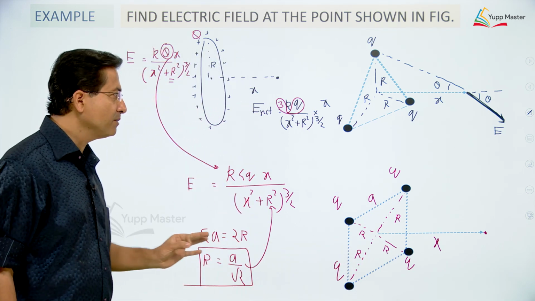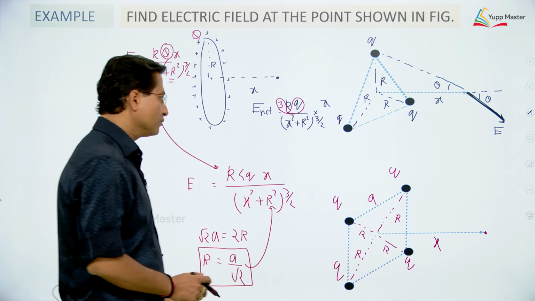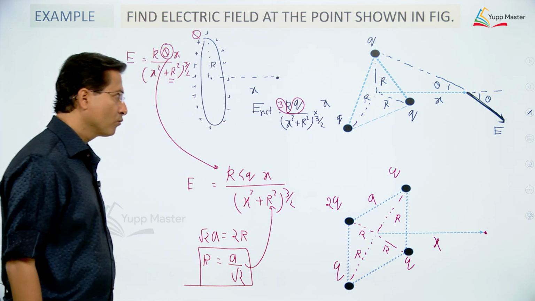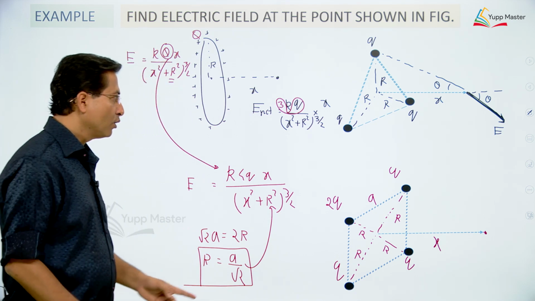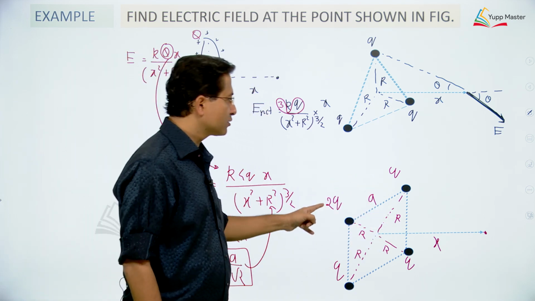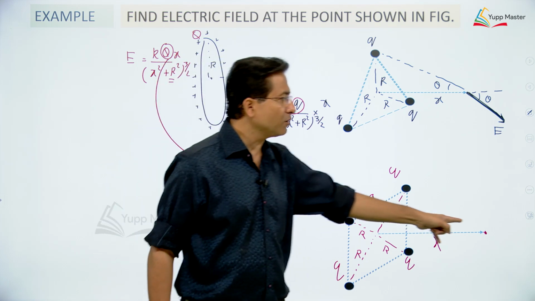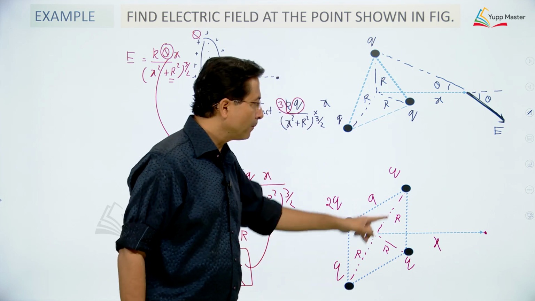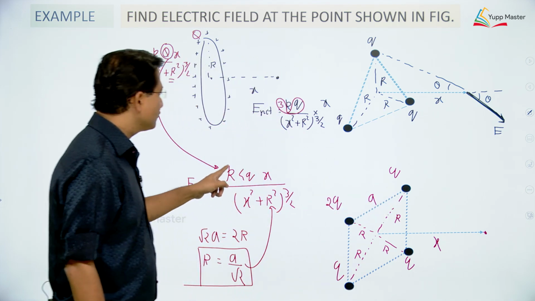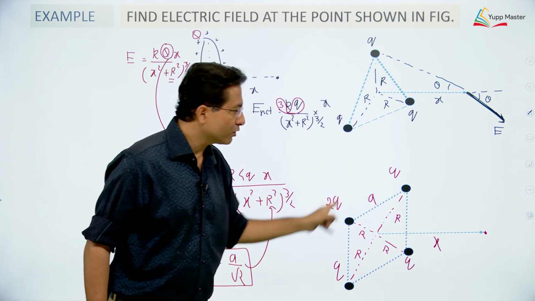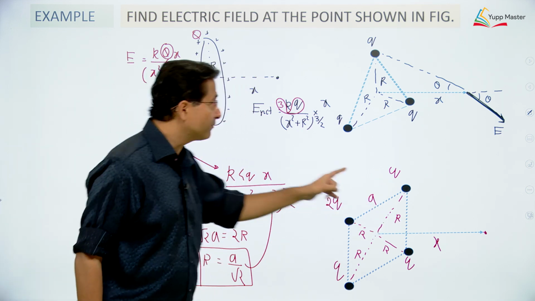If I just make one of the charged particles 2q, and the remaining are q and this one is 2q, that means now the y component will also come into the picture, but the x component I can directly write using the same logic. Instead of the total charge 4q, now the total charge will become 5q.